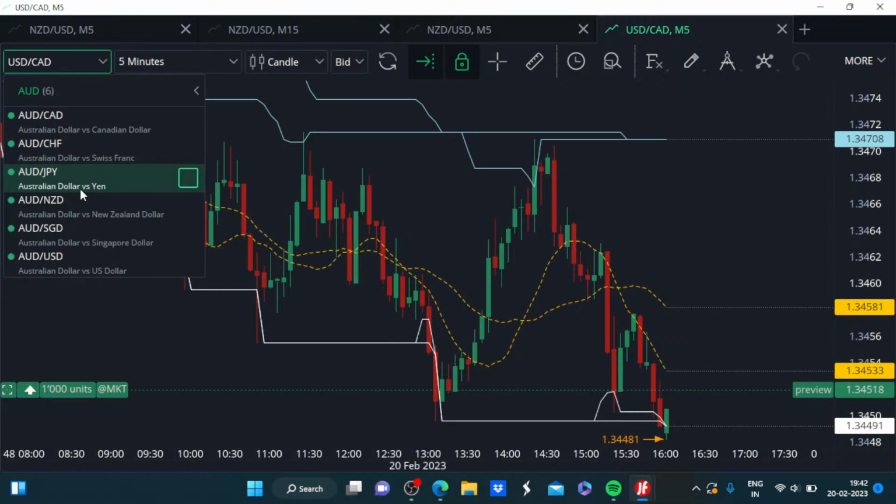I think AUD can still be considered the better choice in comparison to the USD CAD. But the fact remains that we are likely to see slightly more volatility in USD CAD, as both the Canadian as well as US markets will be open for trading.